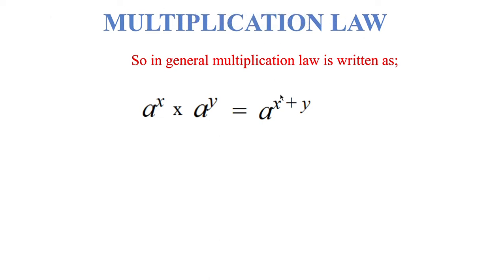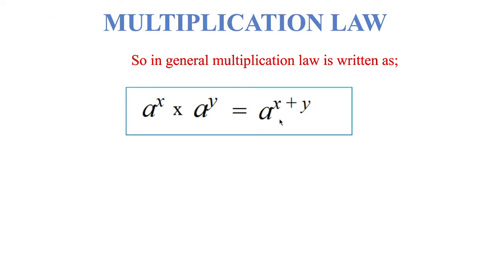This is the law of multiplication when it comes to indices, and this law only works when you have same base. So in other words, we are saying that when you are multiplying two terms of the same base, all we do to get our answer is to add the powers, which is x plus y.